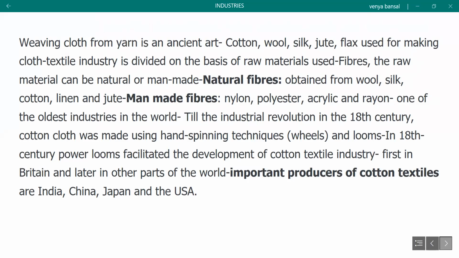It is one of the oldest industries in the world. Till the Industrial Revolution in the 18th century, cotton cloth was made using hand spinning techniques and looms. In the 18th century, power looms facilitated the development of the cotton textile industry, first in Britain and later in other parts of the world. Important producers of cotton textile are India, China, Japan, and USA.